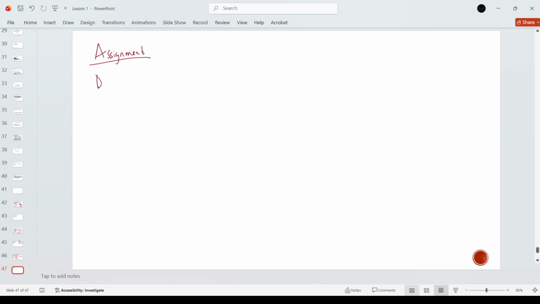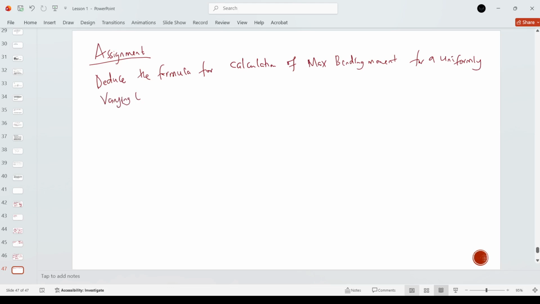Assignment. Deduce the formula for calculation of the maximum bending moment for a uniformly varying load. How does a uniformly varying load look like? Looks like this.